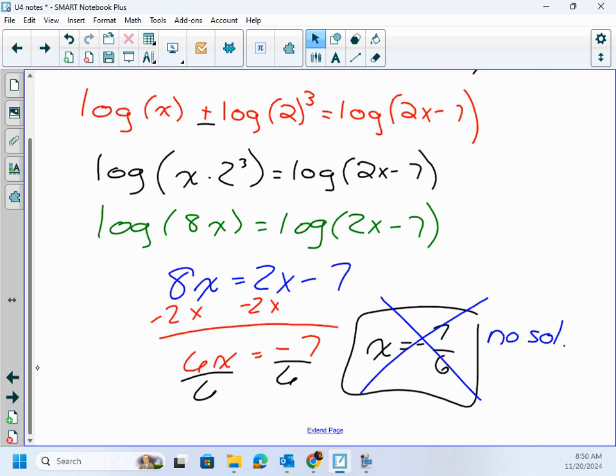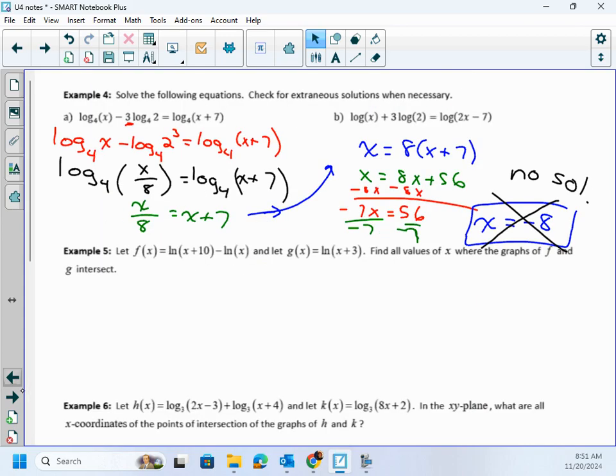Now, you can always check. You can use your calculator to check it. You are not allowed to use your calculator to solve these, but you can use your calculator. You can graph the left-hand side and graph the right-hand side and tell me where they intersect. There's a way to do it. However, when it says give exact answers, we are not going to let you do that.